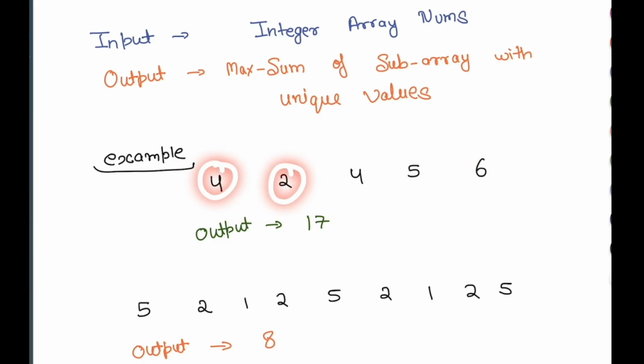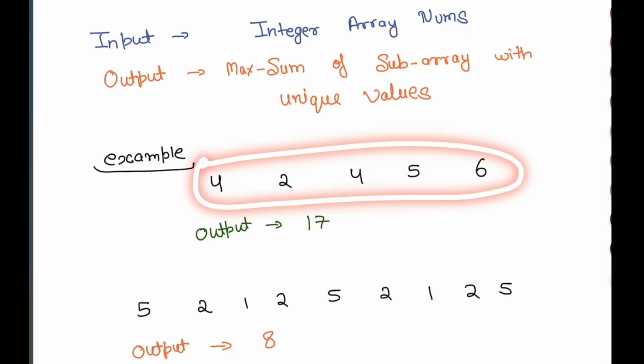We have 4 plus 2 is 6, then 4 10, then 5 15, then 6 21. So our answer would be 21. But since our subarray as of now has duplicate values, I have 4 here as well as 4 here, right? The question says that you have to find a subarray with unique values only, right?